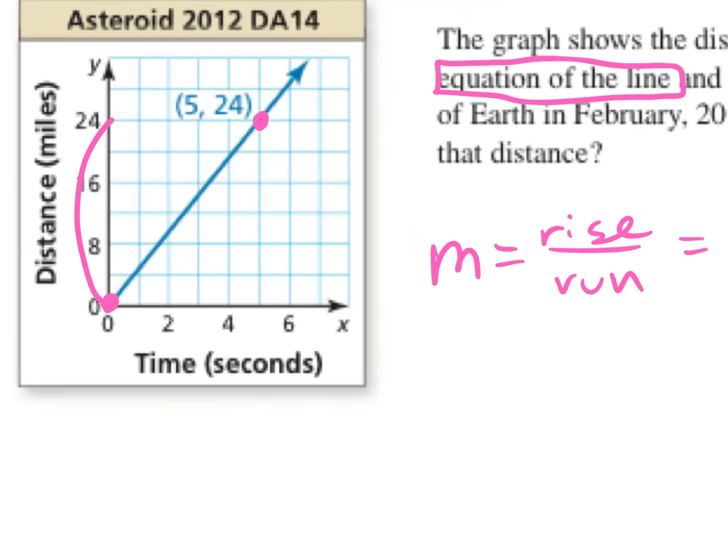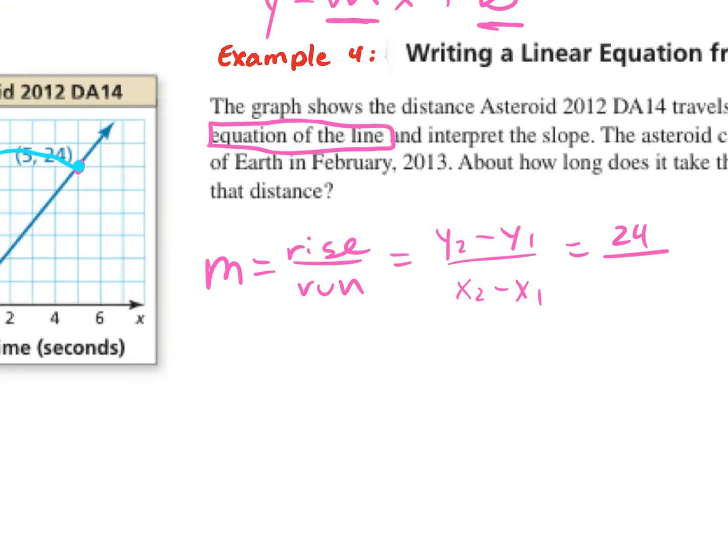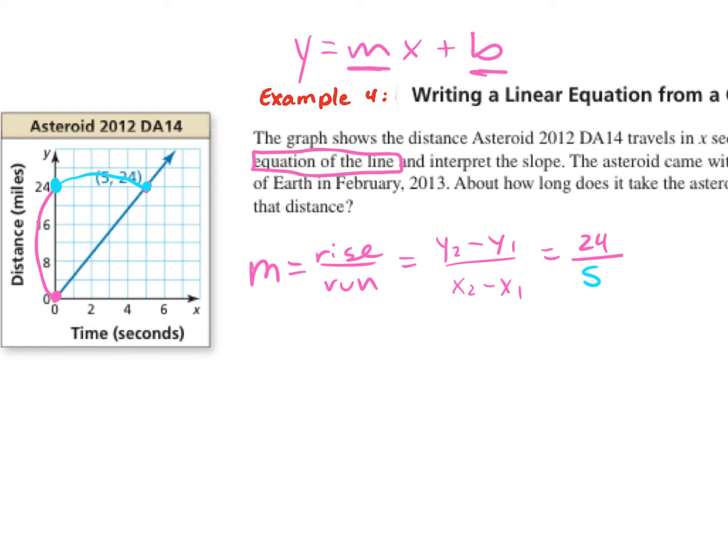And then let's look at our run. So if I start at 0 and I end here, the bottom, my tick marks go by 1, so that would be how many? 5. So my slope is 24 over 5.